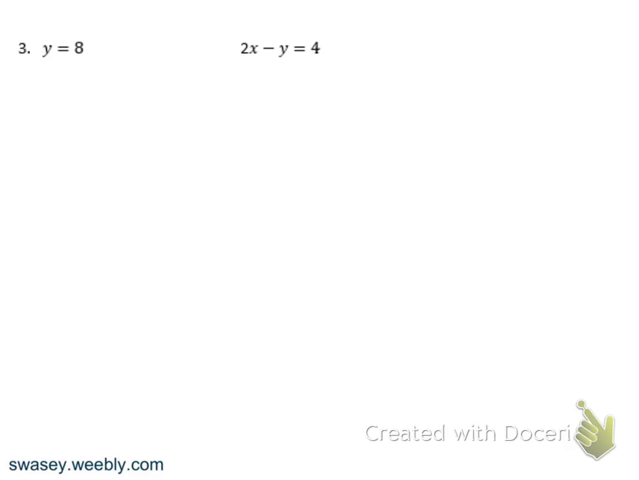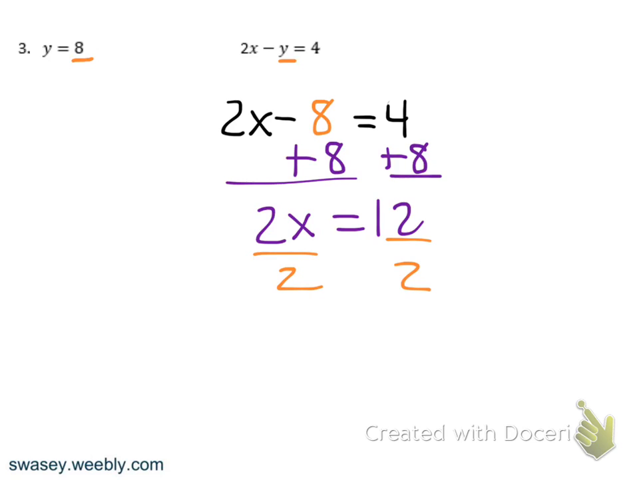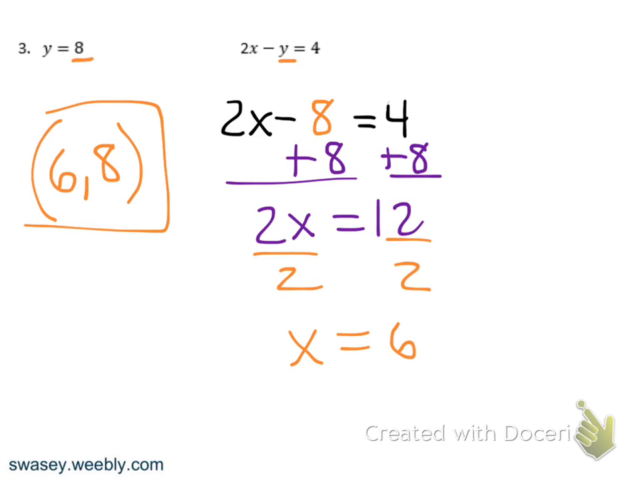Number 3, y equals 8, so we can replace y with 8. The minus is already there. Two-step equation from here, to get rid of minus 8, add 8. So 2x equals 12. Divide by 2. And we get x equal to 6. Put it together as an ordered pair, x, then y. If you already have either x or y solved equal to a number, then it should be pretty easy, or at least easier, to figure out the other variable's value.